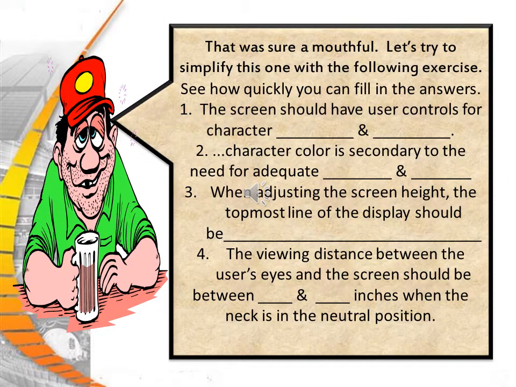Okay, let's try to simplify our previous screen with some quick questions. The screen should have user controls for character blank and blank. The blank character color is secondary to the need for adequate blank and blank. When adjusting the screen height, the topmost line of the display should be blank. The viewing distance between the user's eyes and the screen should be between blank and blank inches when the neck is in a neutral position.